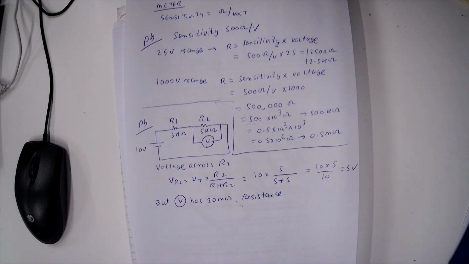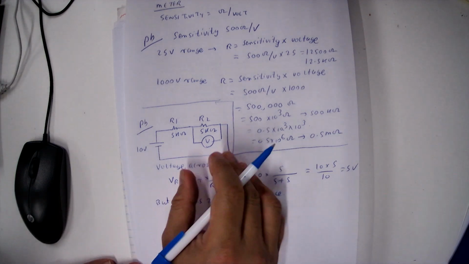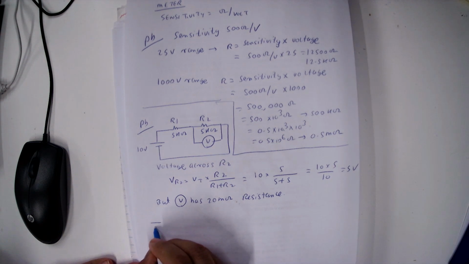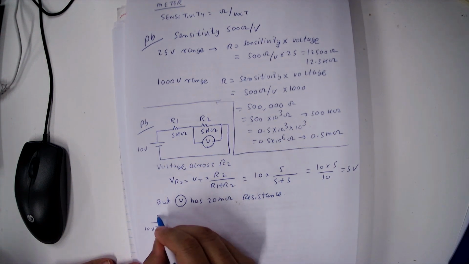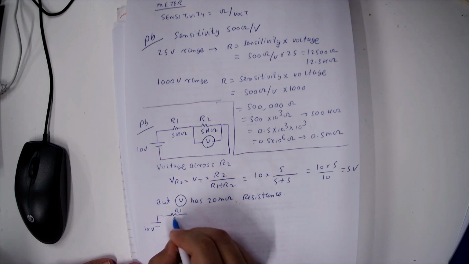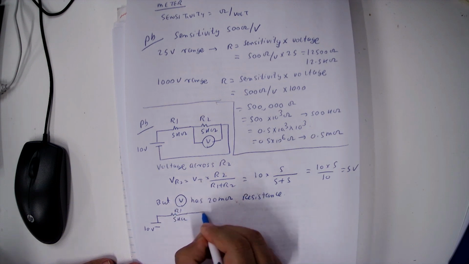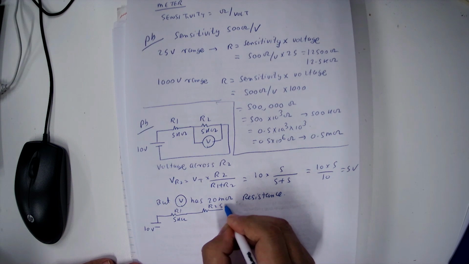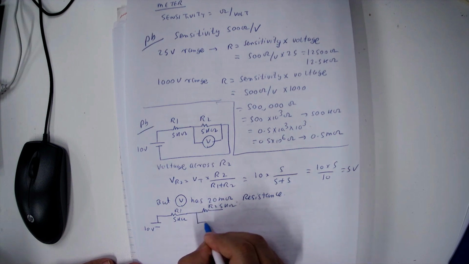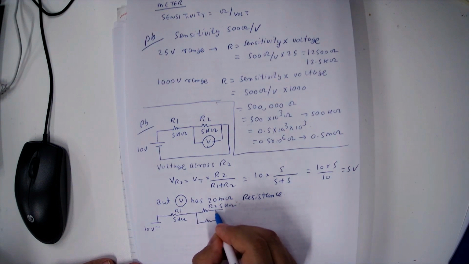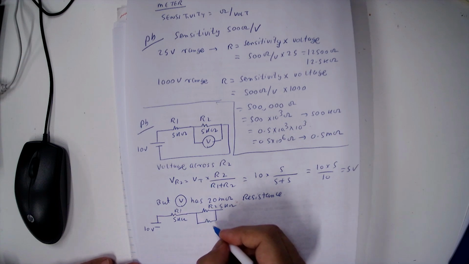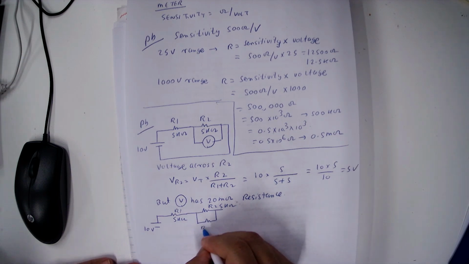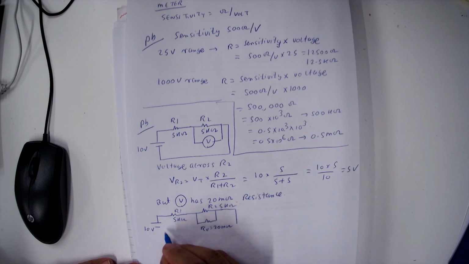We can no longer neglect it. We also have to include the meter resistance. So therefore, what happens is: supply voltage 10 volt, R1 is 5 kilo ohm, and R2 is 5 kilo ohm, and the meter is here. This meter has RV of 20 mega ohm.